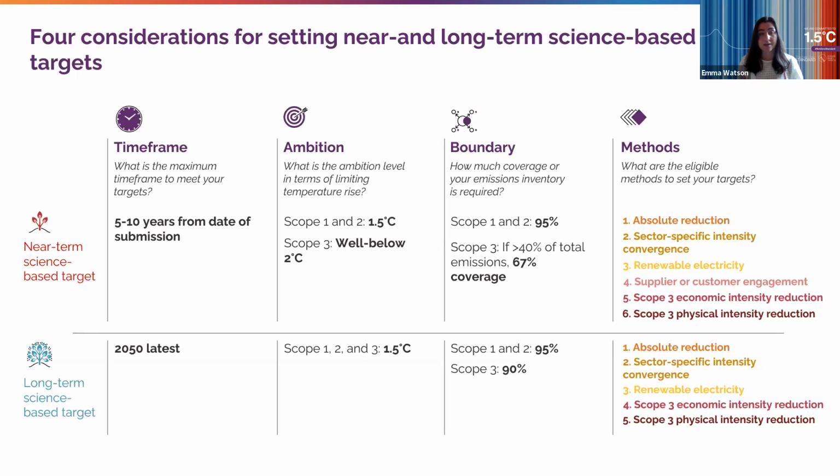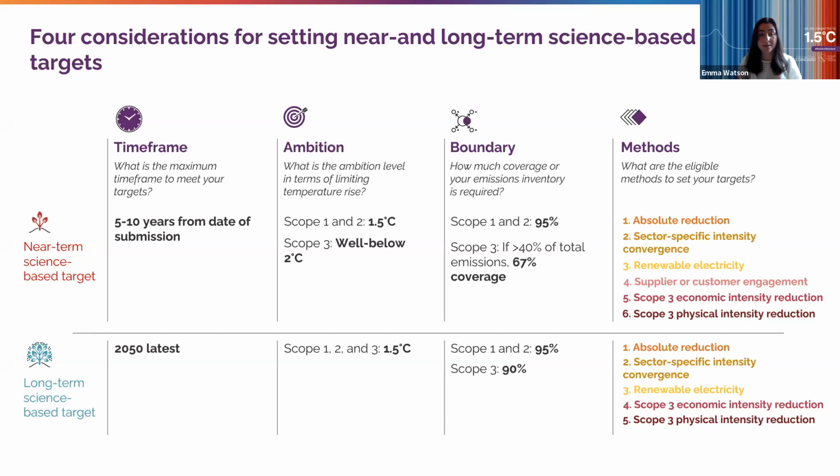The third thing that a company needs to think about when they're setting their science-based target is the boundary. So how much of your greenhouse gas inventory needs to be covered by your science-based targets. For near-term science-based targets, for scope 1 and 2, it's 95%. And for scope 3, if the company's scope 3 emissions make up over 40% of the total, then they need to include 2/3 or 67%.